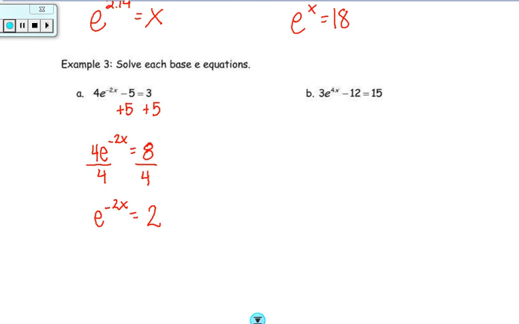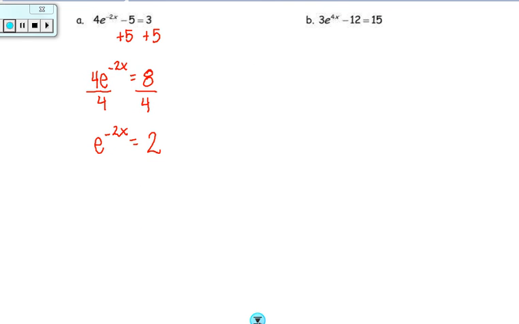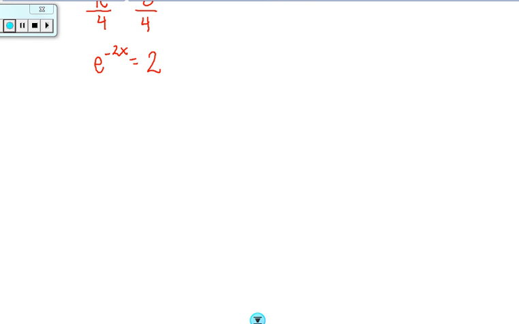So how do I get rid of the e? This is where the natural logarithm comes in. If I take the natural log of both sides, and I just take the log of both sides. So if one side gets an ln, the other side gets an ln. And I'm using ln because my problem had this base e in it. Well, we know that using our properties, an exponent inside can come out front.